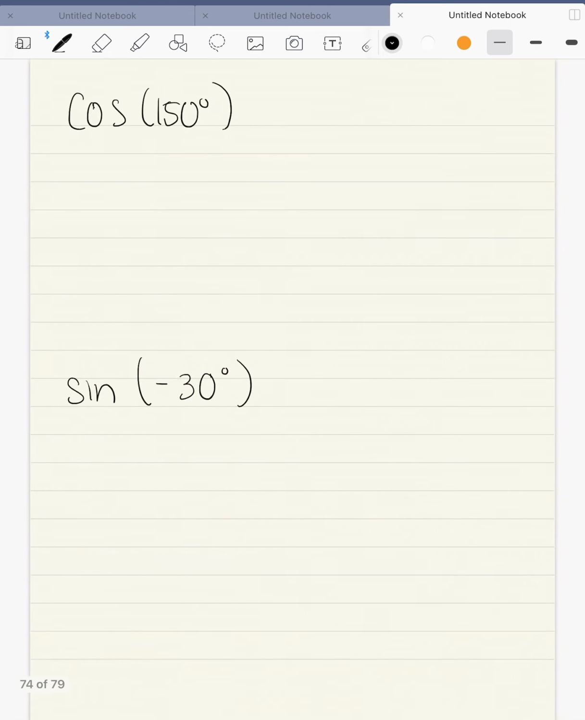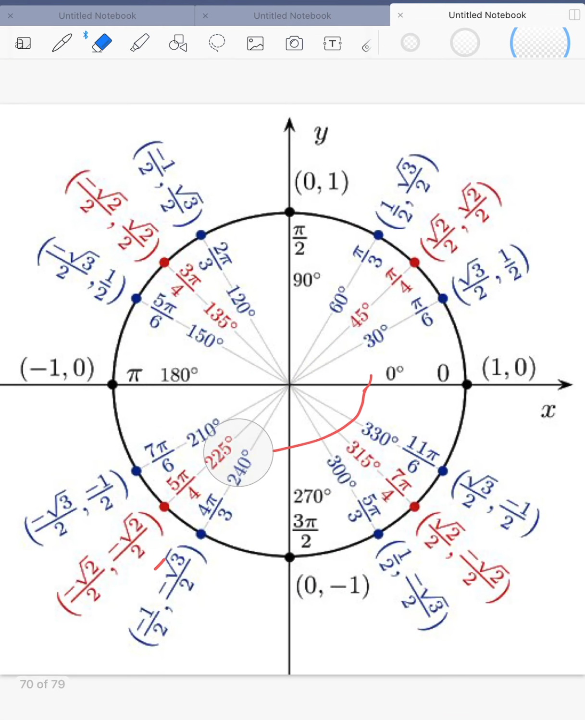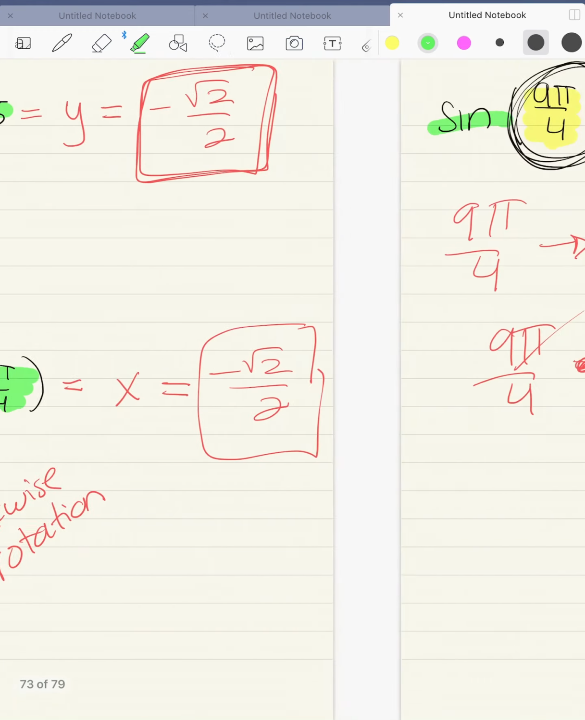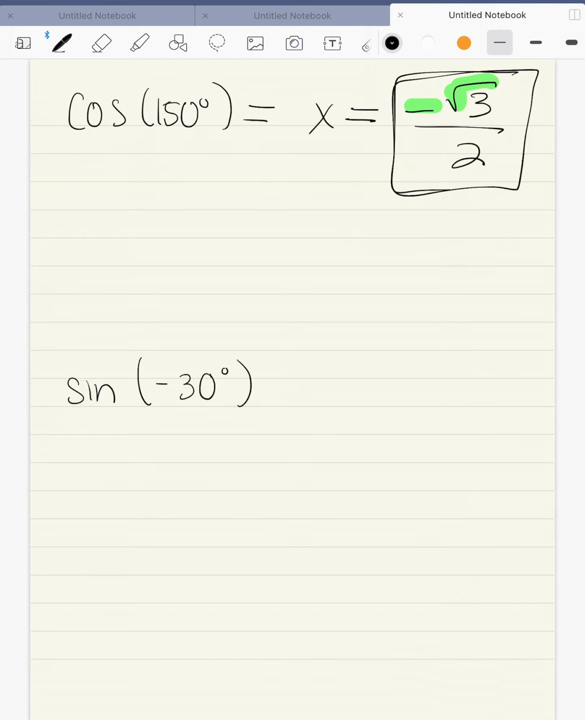Okay. So cosine of 150, I know that cosine is x. Cosine of 150, and I believe 150 is in the unit circle. So let's go and check. 150 is right here. It is in the unit circle. And we're looking for the x. So negative radical 3 over 2. Negative radical 3 over 2. Okay. So that is the cosine of 150.